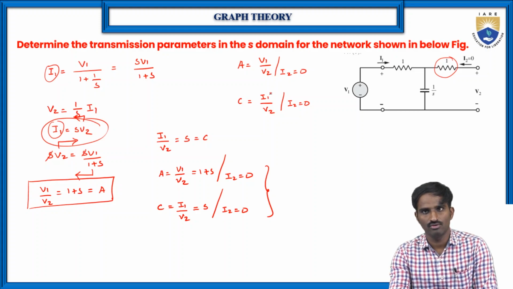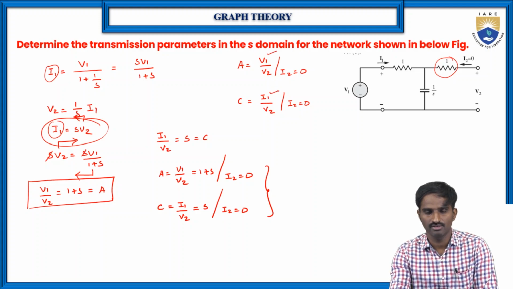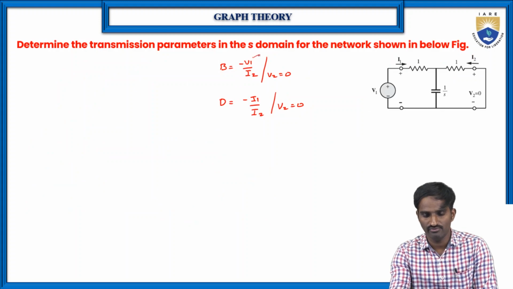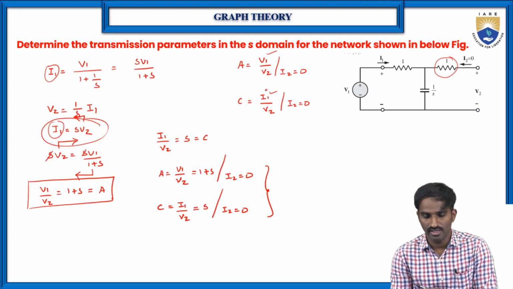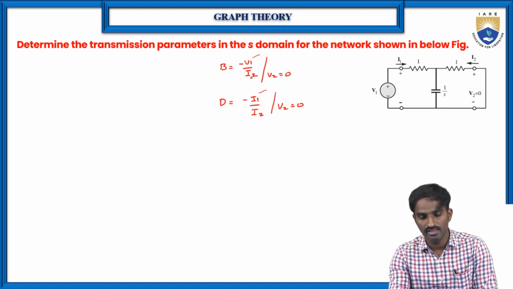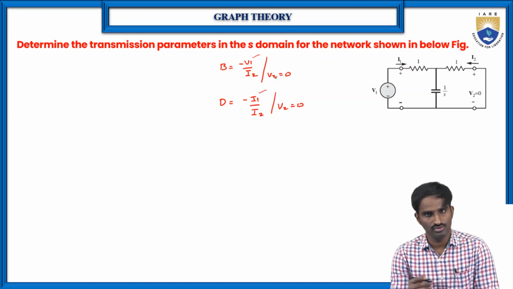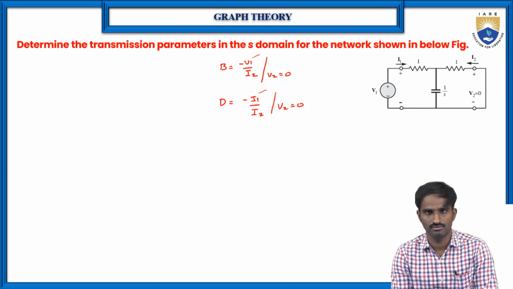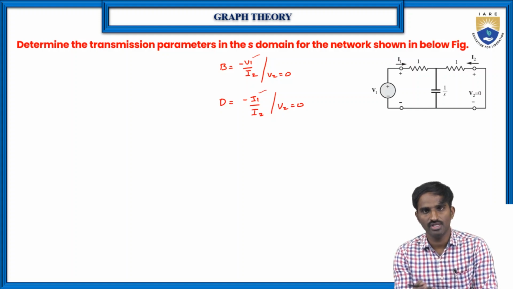V1 and I1 are in the numerator, right? So here also in the numerator are V1 and I1. In the denominator here are V2 and I2, because we are making I2 equal to 0. So in both cases you are getting I2 in the denominator because we are making V2 equal to 0. So this is also a very easy way to remember the equations for the ABCD parameters, right?